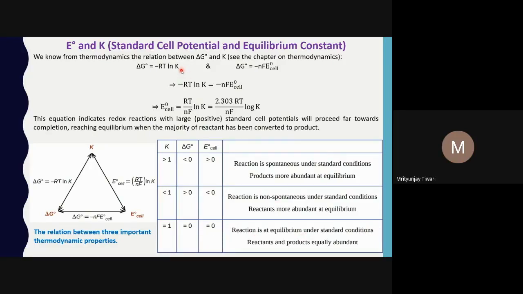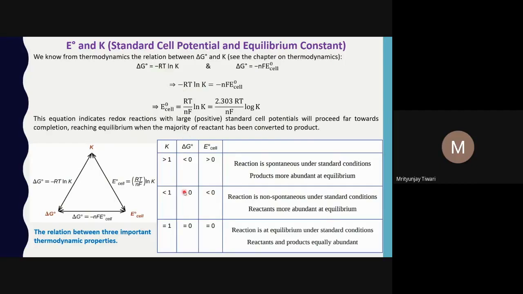However, if K is less than 1, we get a negative log value, because the log is defined only for positive numbers, and for any number between 0 and 1, the log value comes out negative. So if K is less than 1, then log K will be negative, and delta G will be positive, because it is minus RT log K.